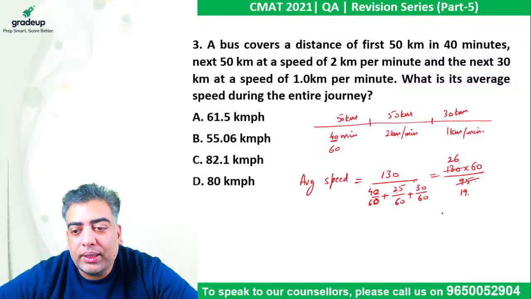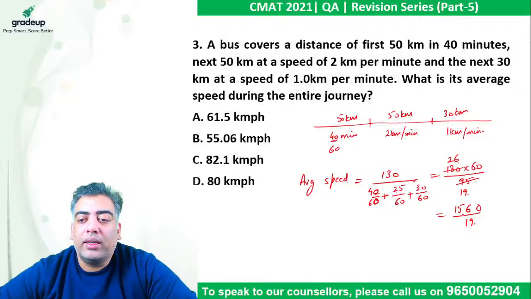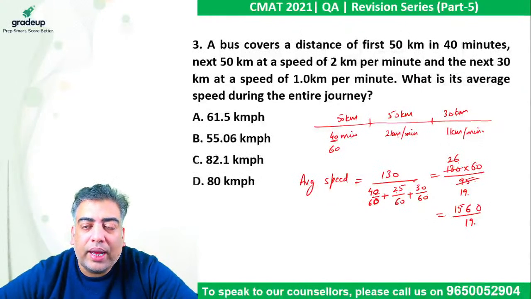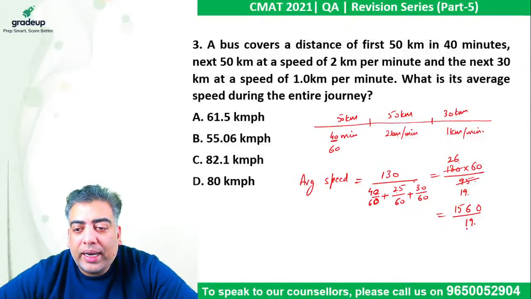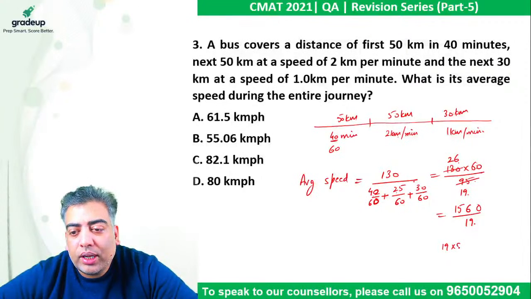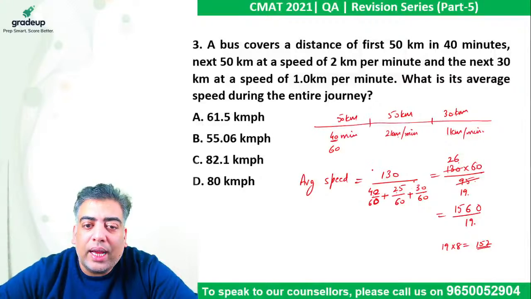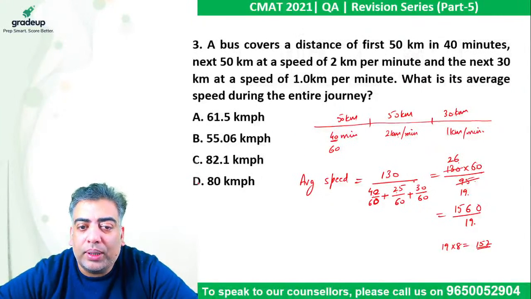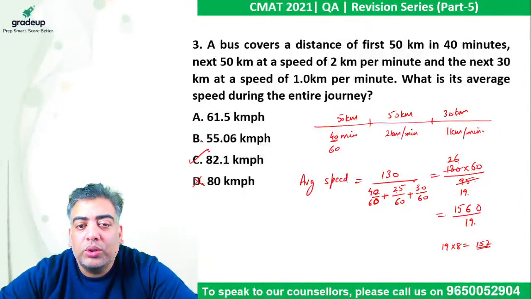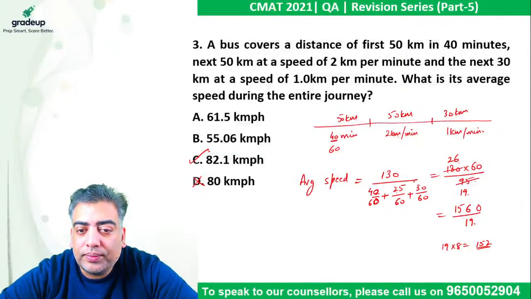So let's multiply them. 6 into 6 is 36, 3 is carried. 6 into 2, 12 plus 3, 15 divided by 19. Alright, so now we have to check the value here. So 19 into 8 comes out to be 152. So obviously answer is going to be more than 80, but it is obviously not 80. So C will be the correct answer option.